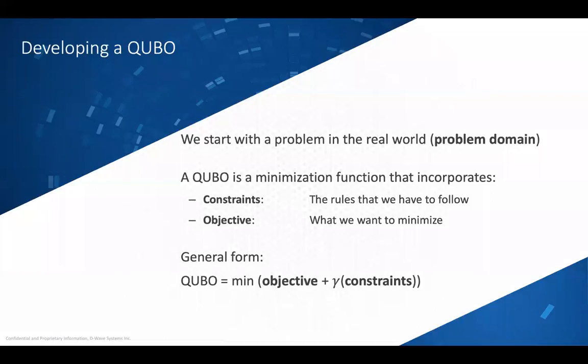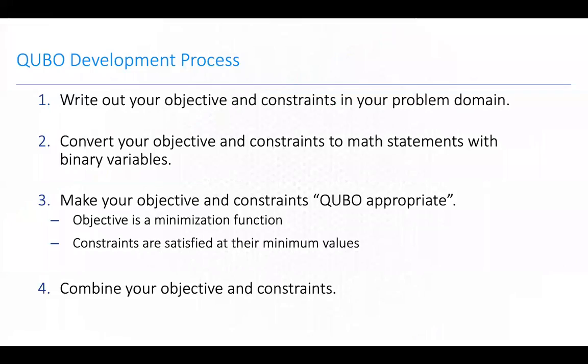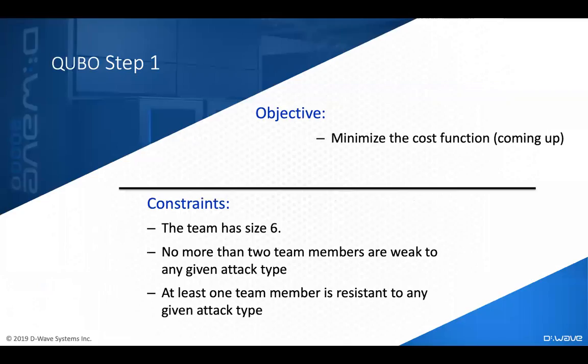So we're going to build in the next few minutes the constraints and the objective function, and then we're going to run this QUBO on the computer. And the process is that you write out the objective and constraints, convert them to binary variables, make them QUBO appropriate, and finally combine. So step 1 is that I have some objective function, which I'll get to; that's the 4th thing. But first, what are the constraints?